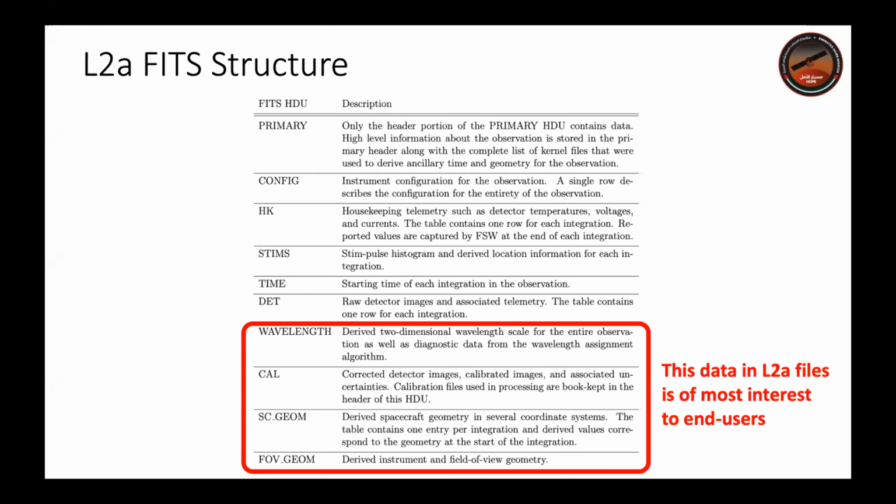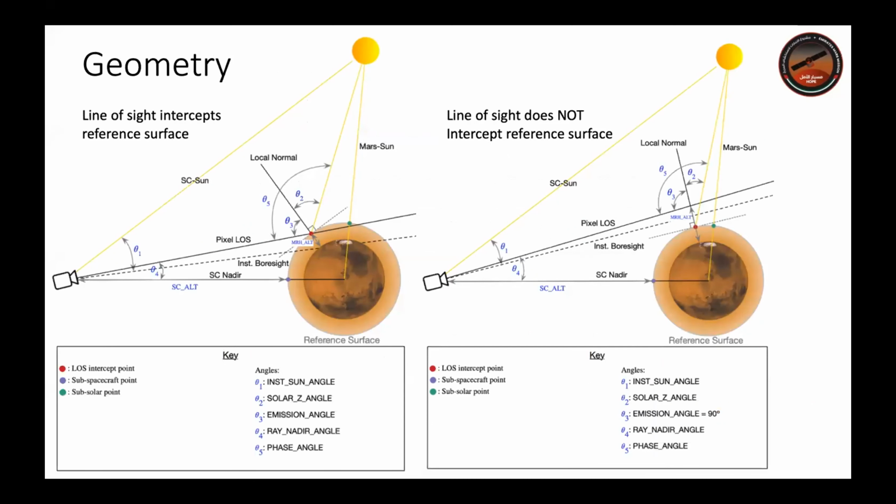And so for that geometric information in particular, we have a variety of parameters here. There's nuances depending on whether the line of sight intersects the airglow layer. We then report the geometry for a fictional surface at around 130 kilometers or so, which is roughly where the airglow comes from. If it doesn't intersect that layer, we have a different scheme for reporting the geometry.